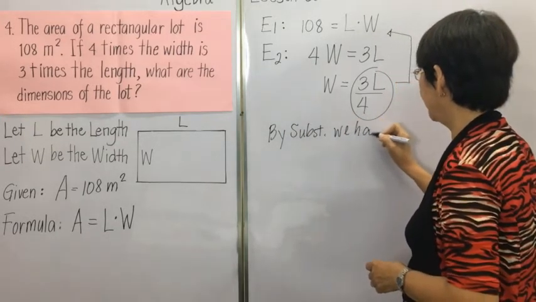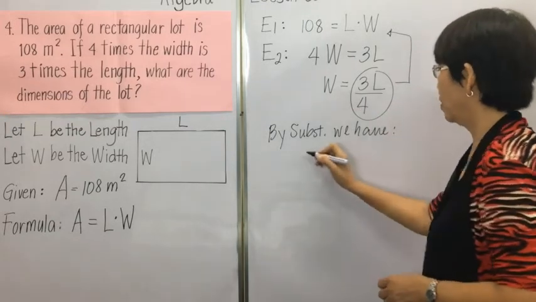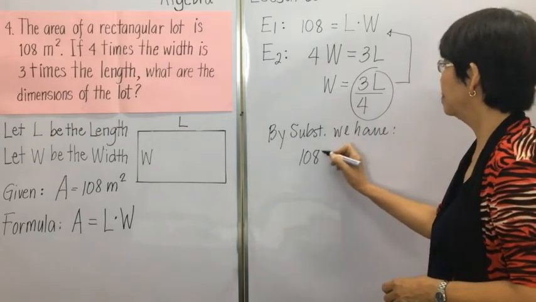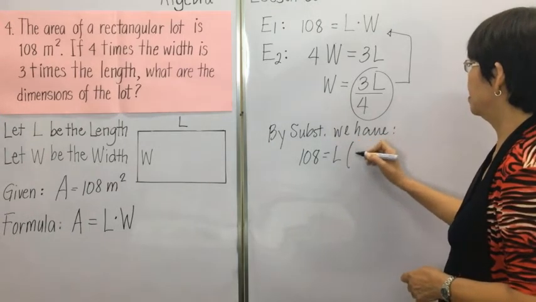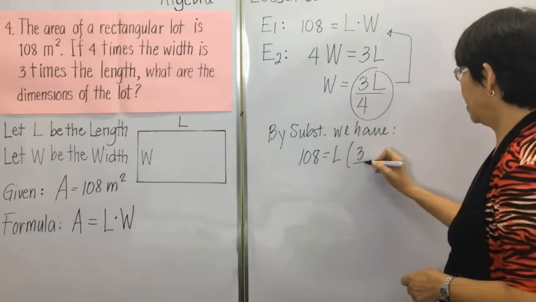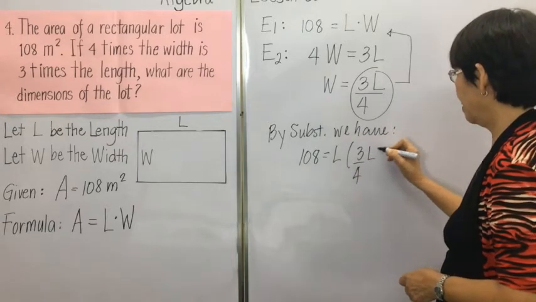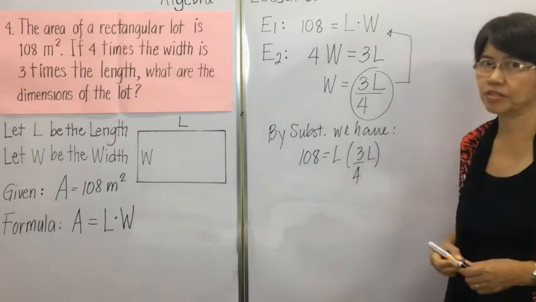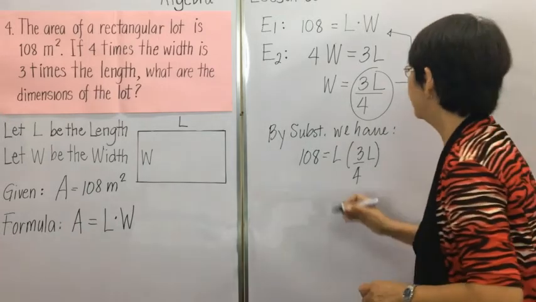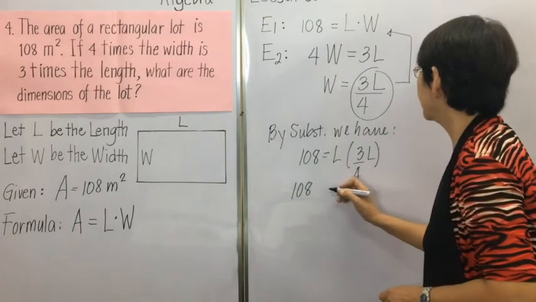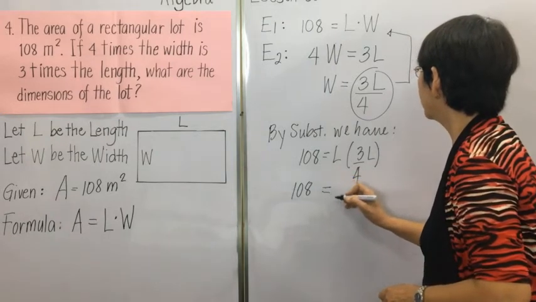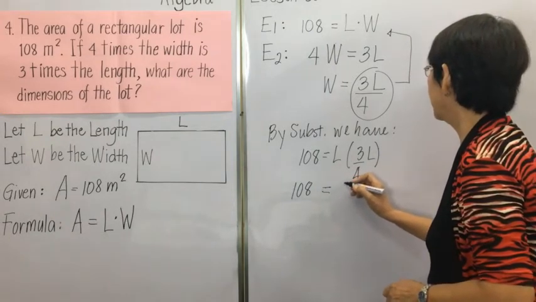we have 108 equals length times 3/4 L. Then we multiply this. So we have 108 equals 3/4 L squared.